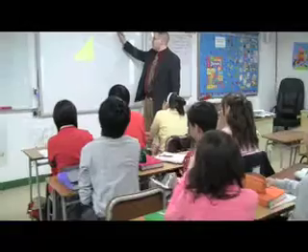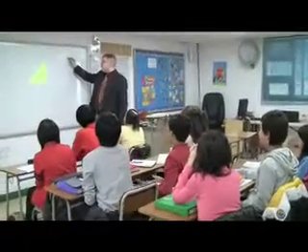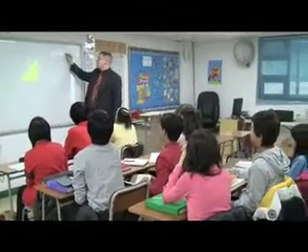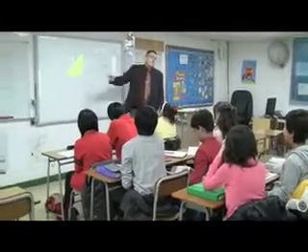A squared. Plus B squared. Good. Equals C squared. We always write the formula out first.